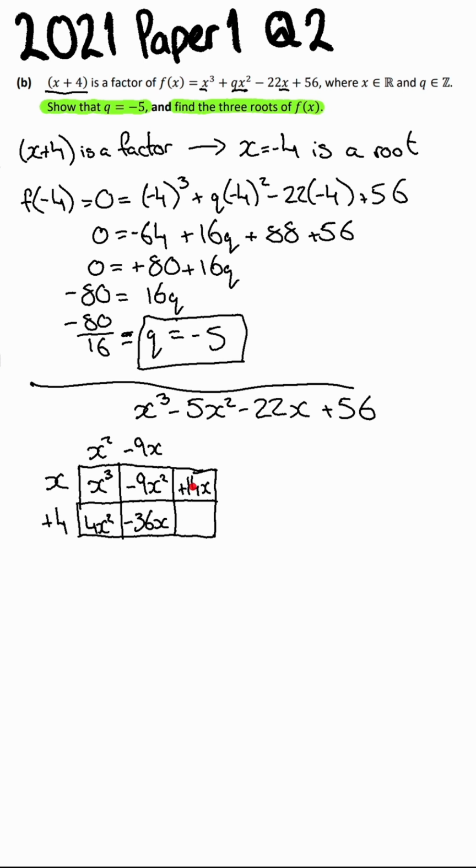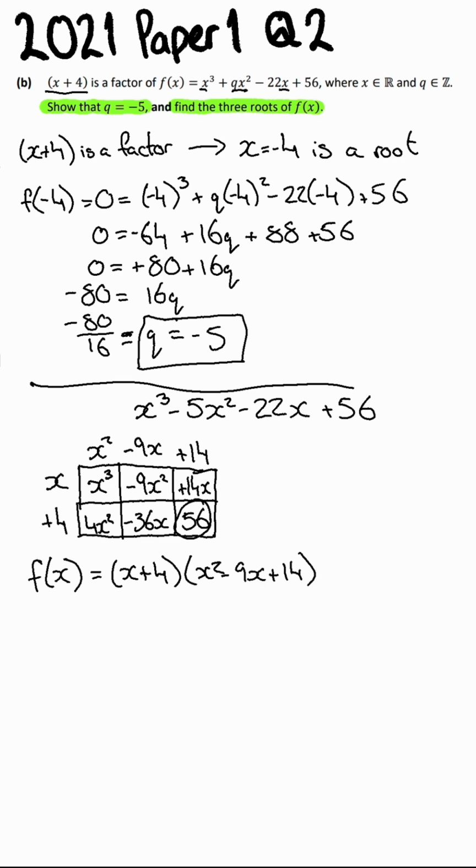Now, last step, do the exact same thing again. 14x divided by x is going to be plus 14. And 14 times 4 is going to give us 56. Now, we know we've done it right, since the last term here, 56, is equal to the last term in our cubic equation, which basically means we have divided x plus 4 in, leaving no remainder, since 56 and 56 are the same. So, our function we can now write as the product of the linear factor that we started off with, and the quadratic that we got from dividing it, which is x squared minus 9x plus 14.